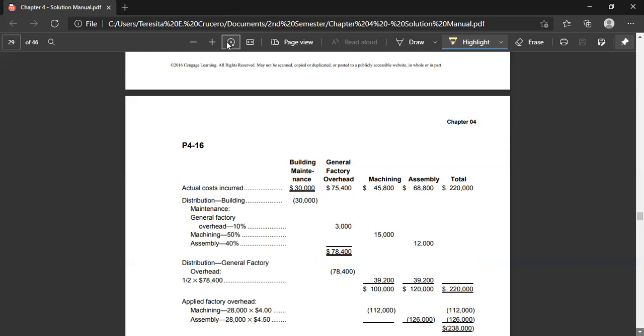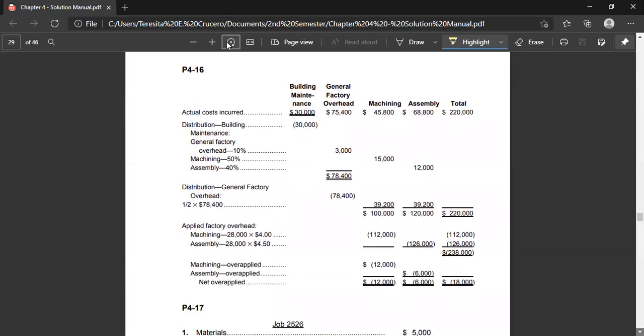28,000 during the year. Both machining and assembly use 28,000 direct labor hours. So we now use the rate of $4 for the machining, and that of the assembly is 4.50. So we now get the actual for machining 100,000, for assembly 120,000, applied for machining 112,000, assembly 126,000.